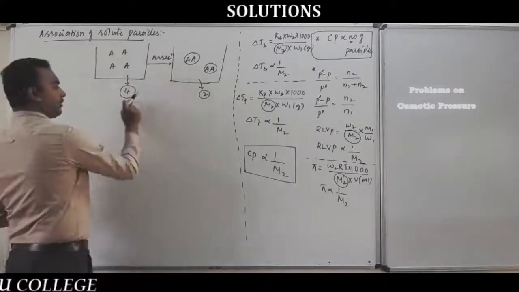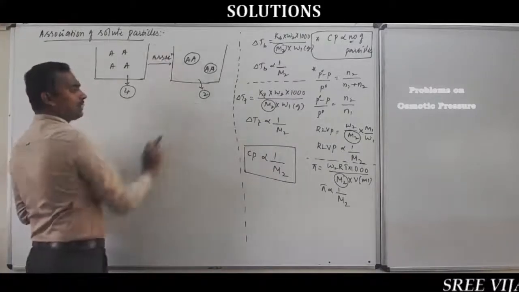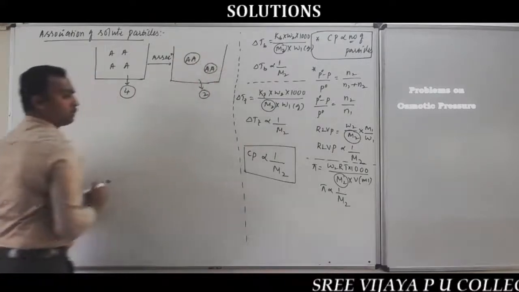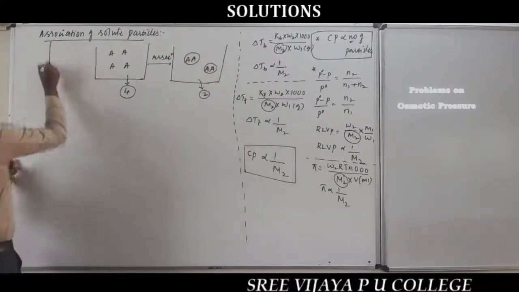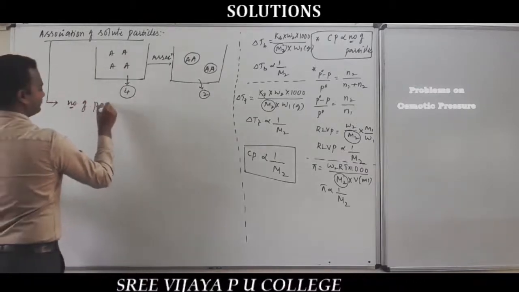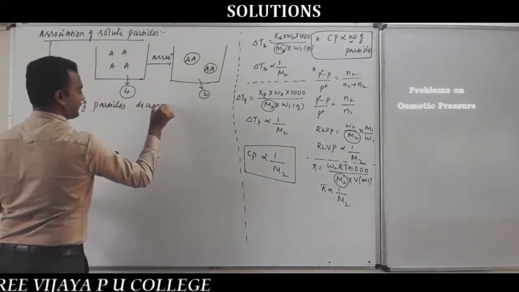Before association, how many particles are there? In the example, 4 particles. After association, what happens? There are 2 particles. This is considered as 1 particle, and this is 1 particle. So 2 particles are there. Therefore, during association, the number of solute particles in the solution decreases.